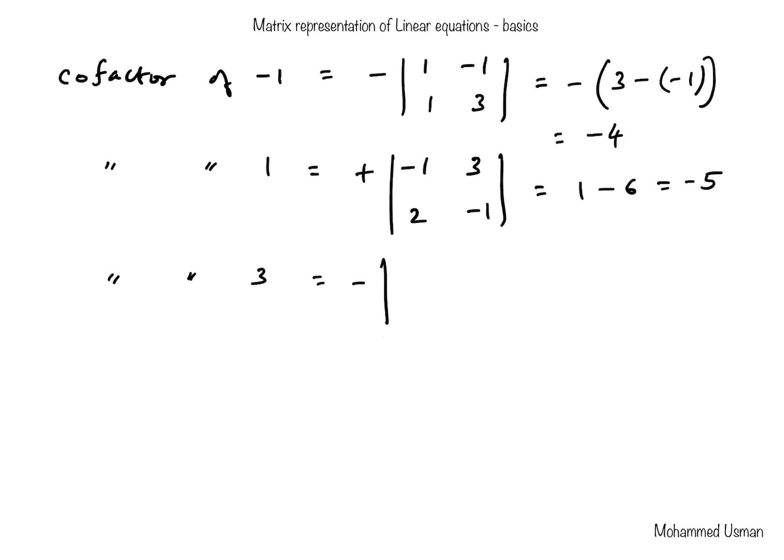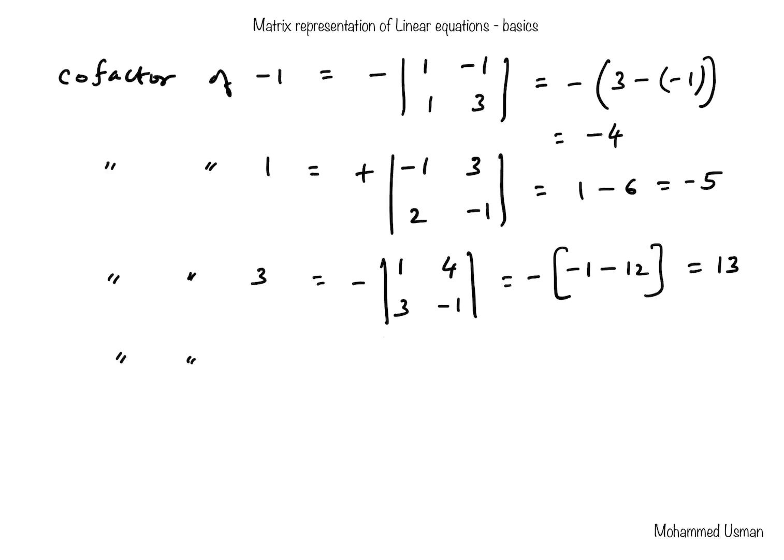we'll need to close the row and the column and find the remaining numbers, which would be 1, 4, 3, -1. And that would be minus of 1 into -1 is -1, minus 12. So minus of -13 would make it as +13. So we'll have the cofactor of 3 as 13.